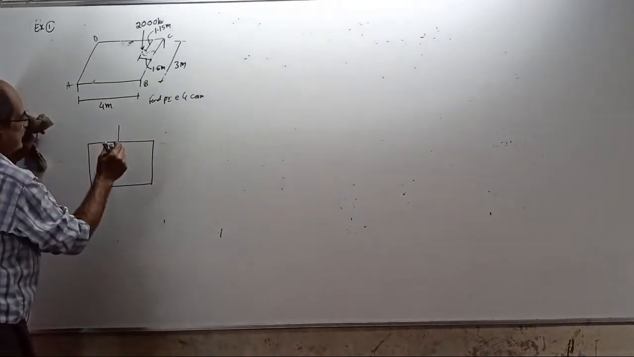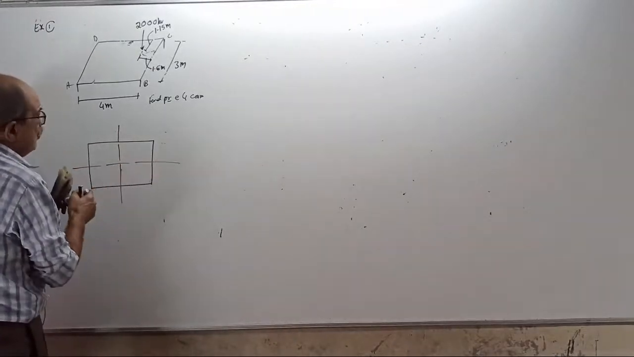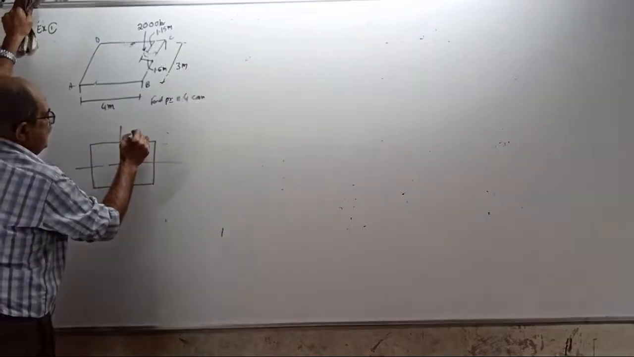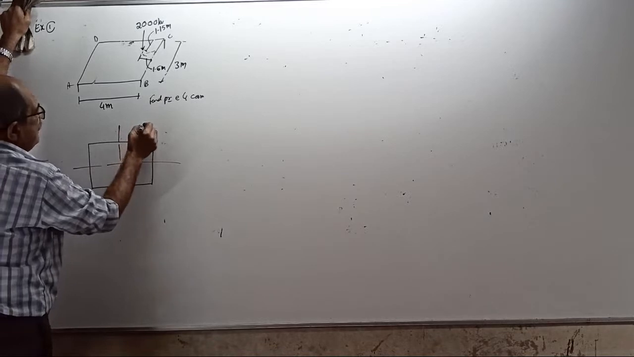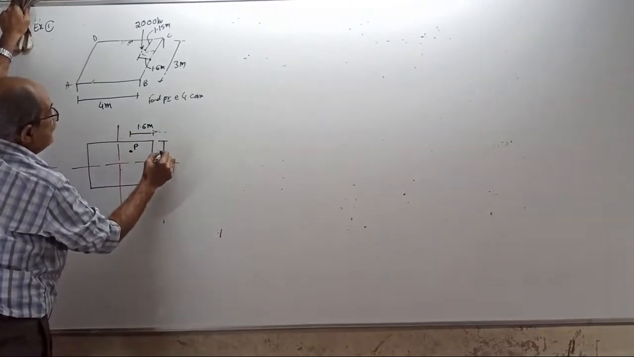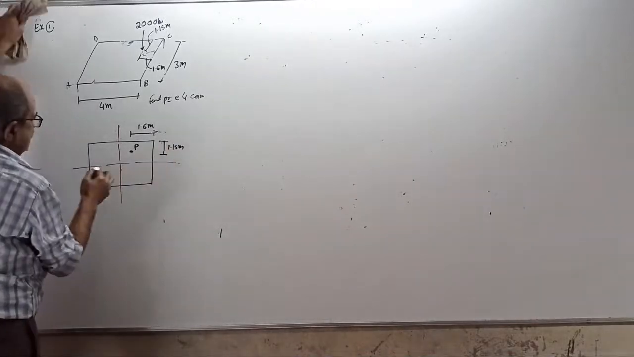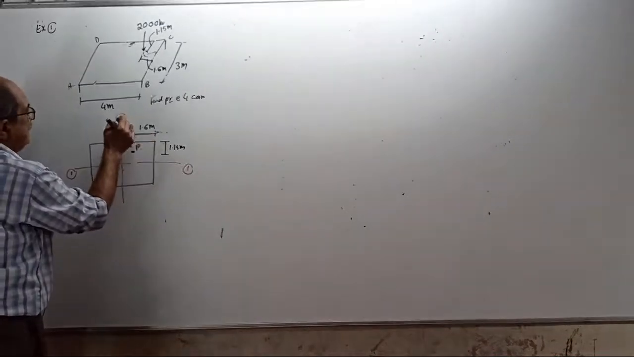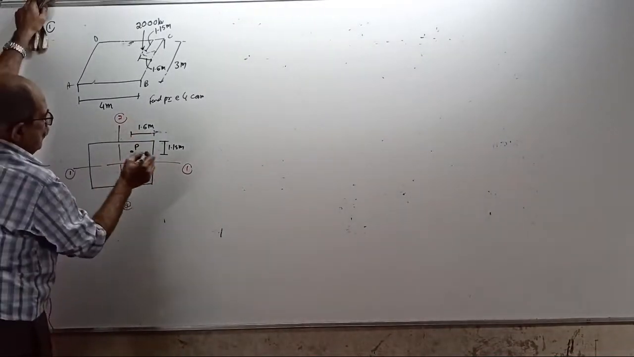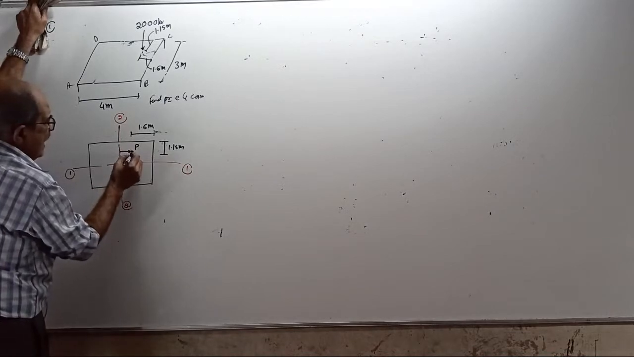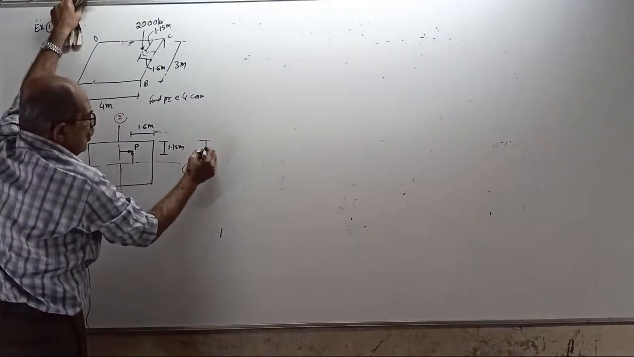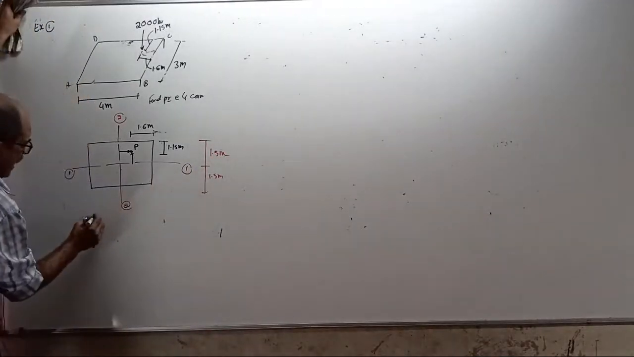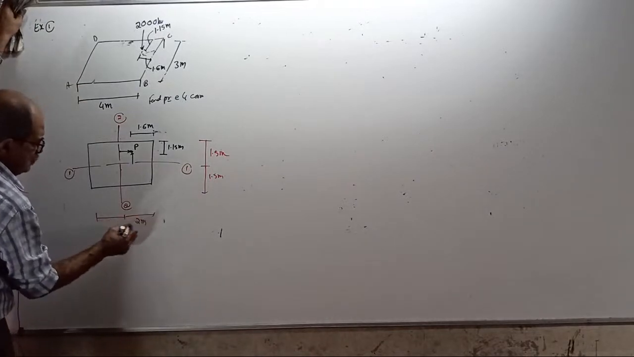This is the axis. Load P is acting here. This distance is 1.6 meter and this distance is 1.15 meter. So this I will call axis 1, 1 and this axis 2, 2. Now, we want this distance and this distance. This is 3 meter, so half is 1.5 meter, 1.5 meter. Half of this way is 2 meter and 2 meter.